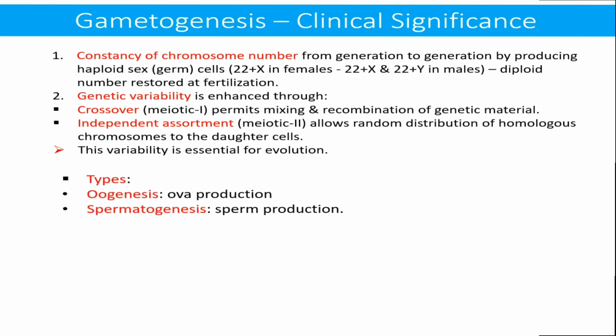As earlier said, there are two types of gametogenesis. Number one is oogenesis for the production of ova, and second one is spermatogenesis for the production of sperms. These two topics will be discussed in the coming sessions.